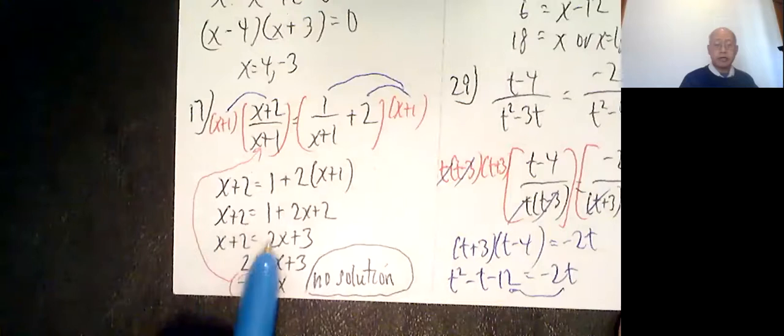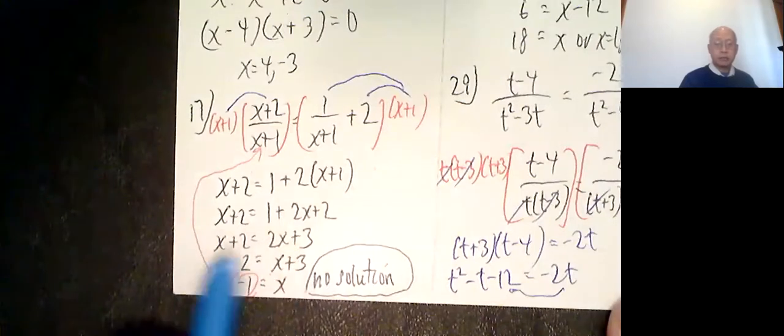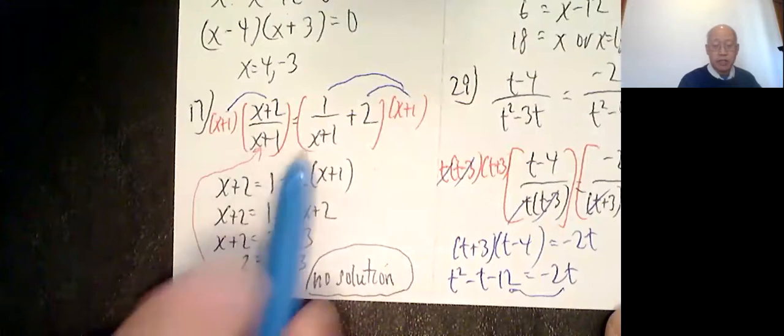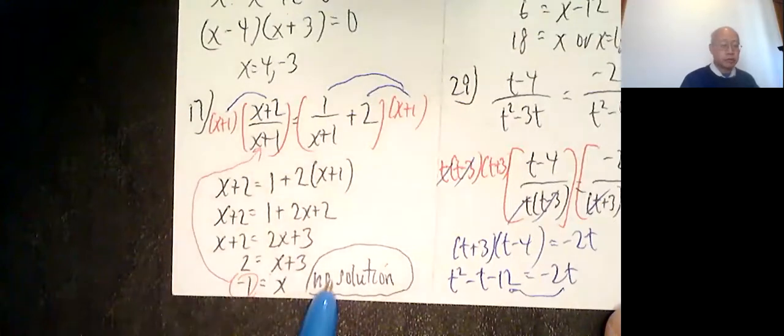Combine like terms on the right side, 2x plus 3. Subtract x on both sides, 2 equals x plus 3. Subtract 3, x is negative 1, but x equals negative 1 is not allowed. So that's actually not a solution, which means we will conclude by saying no solution. Nothing actually works.